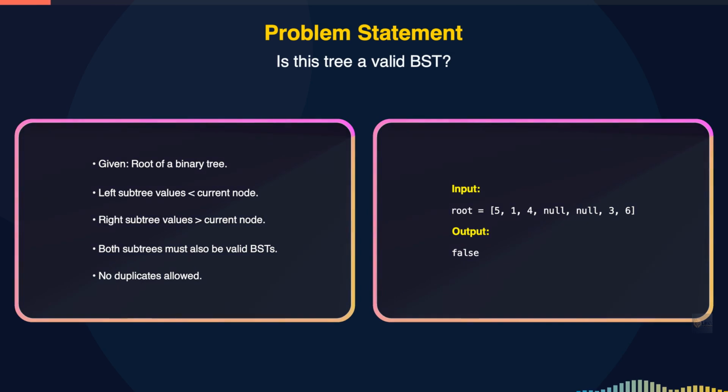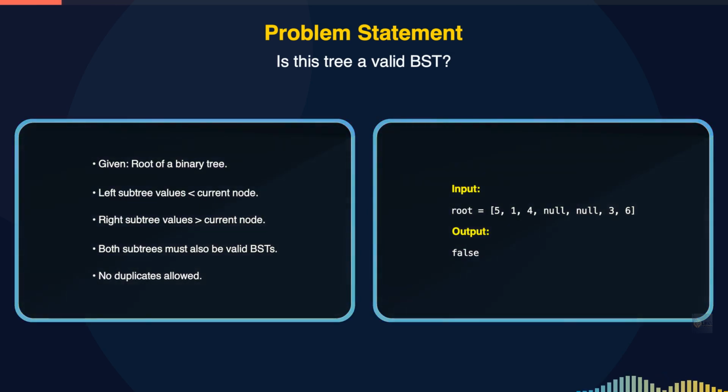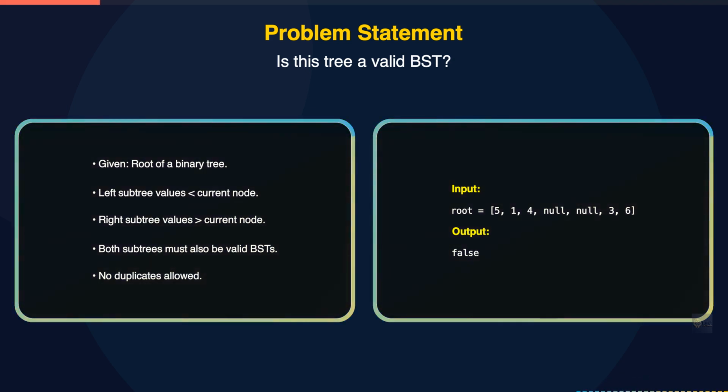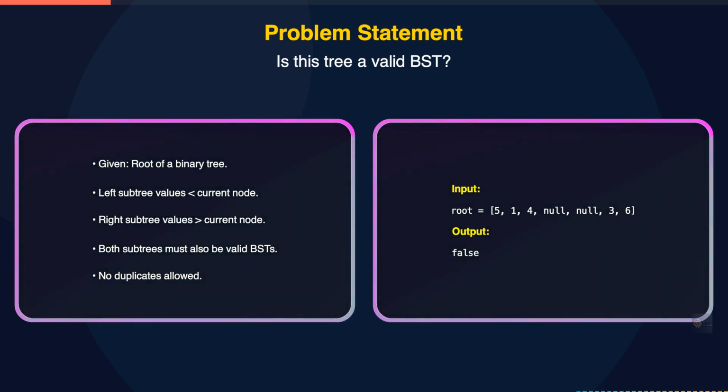We are given the root of a binary tree. Our goal is to determine if it is a valid binary search tree. A valid BST has three rules. First, every node in the left subtree must be strictly less than the current node. Second, every node in the right subtree must be strictly greater than the current node. And third, both left and right subtrees must also be valid BSTs. If all three rules hold, we return true.